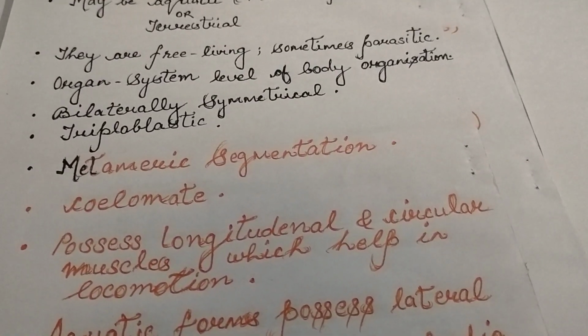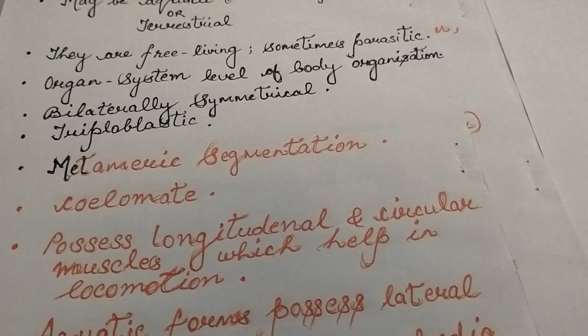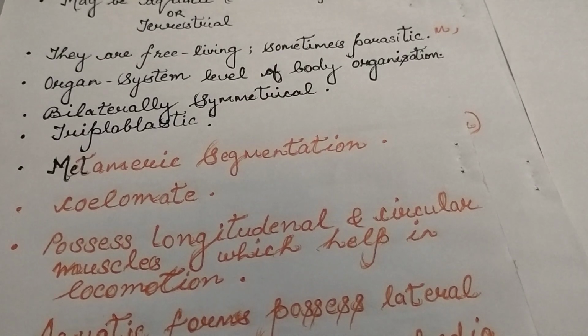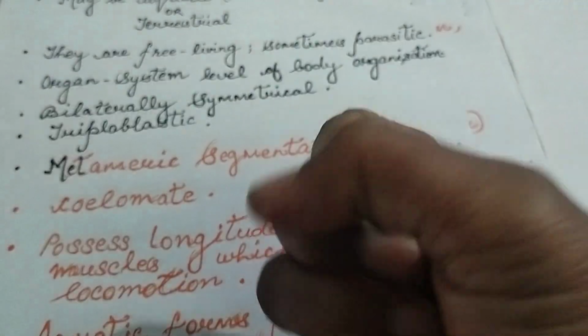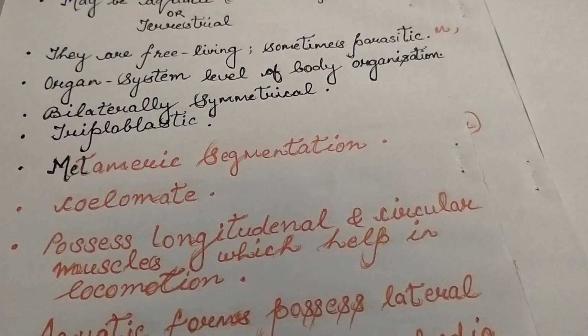Next character, they possess longitudinal and circular muscles which help in locomotion. If you have seen an earthworm anywhere, or a leech, or Nereis, you might have seen earthworms in your gardens also. Have you ever noticed their movement? Their movement is a crawling type movement. They compress, they relax. They compress, they relax, and like this they move on. This is movement with the help of muscles. We all know that all kinds of movements are with the help of muscles.